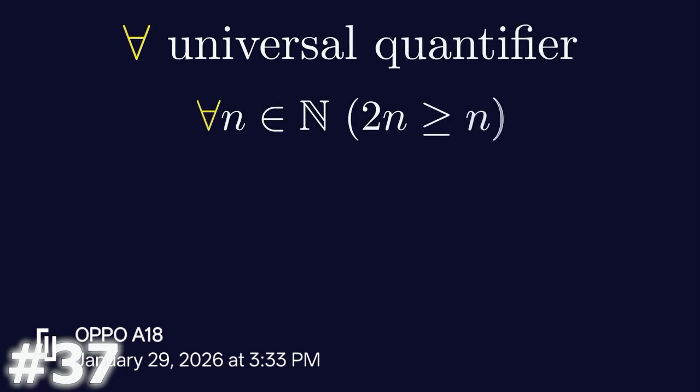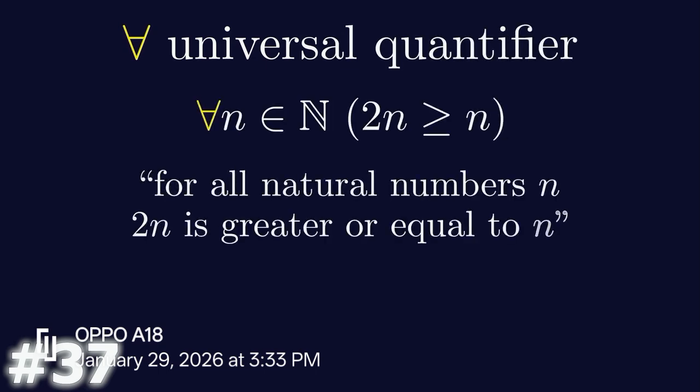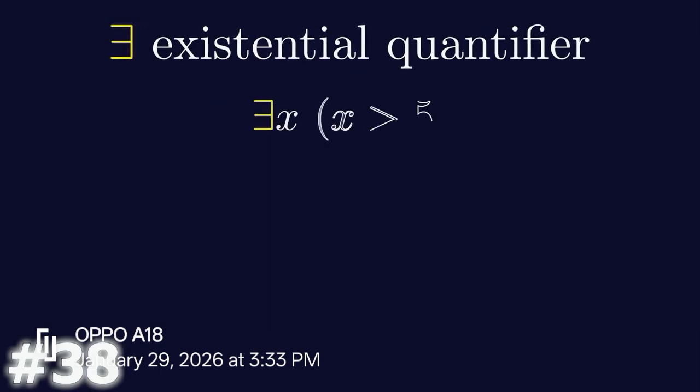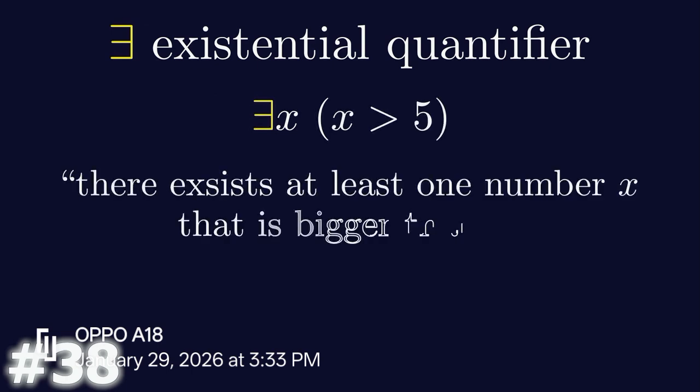Universal quantifier asserts that a statement is true for all elements in a given domain. The existential quantifier asserts that there exists at least one element in a given domain for which a particular statement holds true.